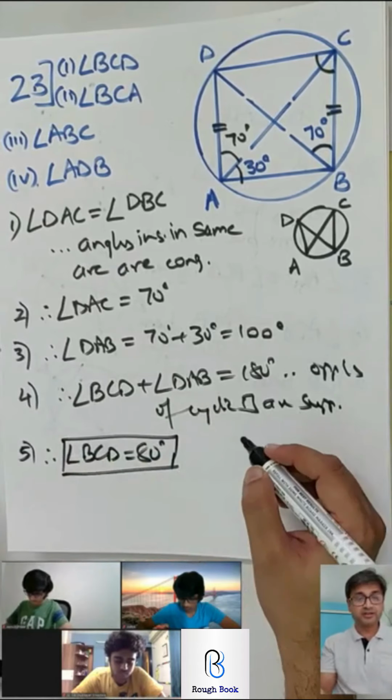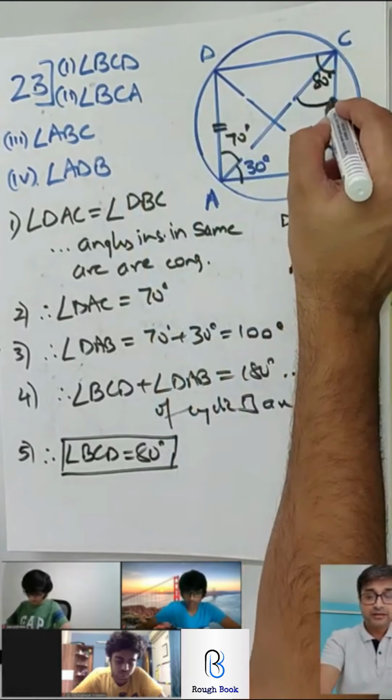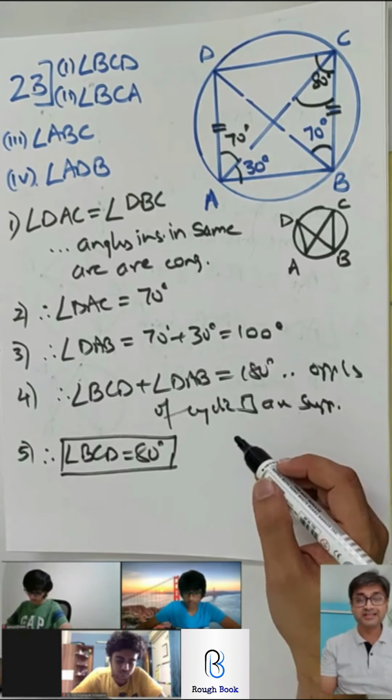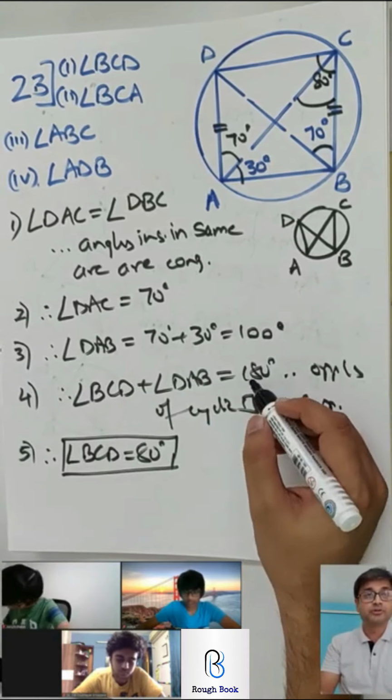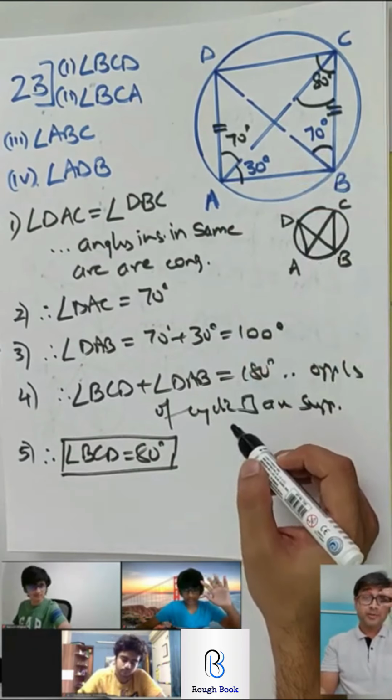Brilliant. Let's think about the second part. We got this 80. Let's write it. BCA. This is simple. I am 100% sure you should manage this one. BCA. Come on, any one of you three guys, can you get me BCA? Yes, Balan?